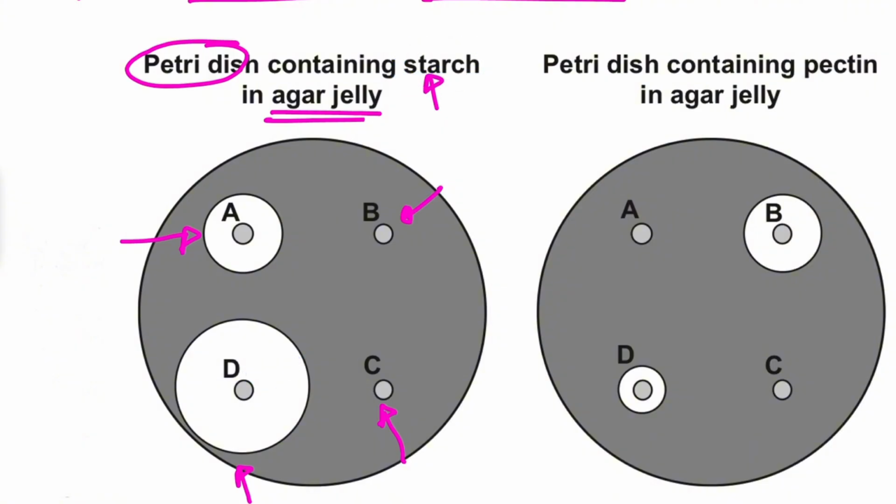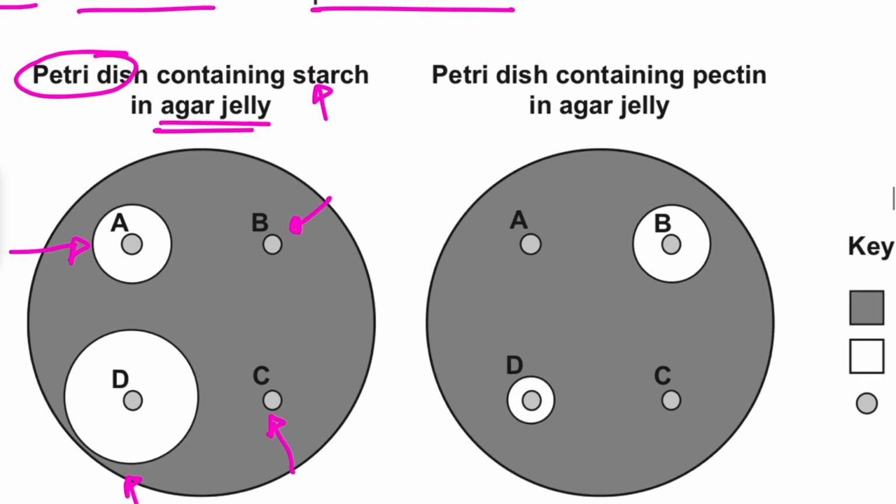But if we just try to compare the zone cleared for A, that was 1% amylase solution, and the D that got cleared by the fungal extract, here more of the area is cleared, and this is an indication that the fungal extract has more than 1% amylase concentration in it comparative to this.